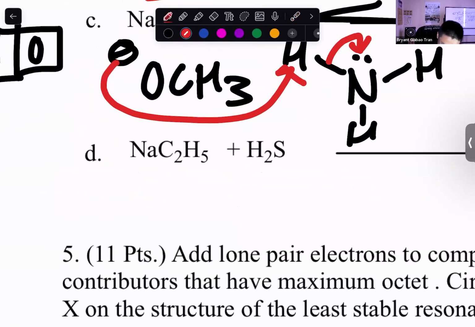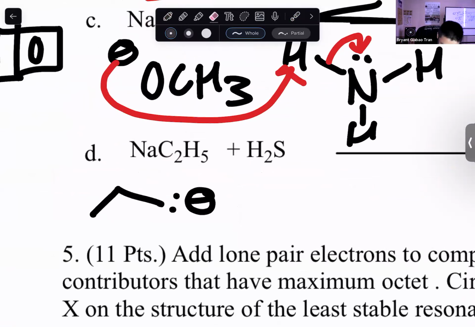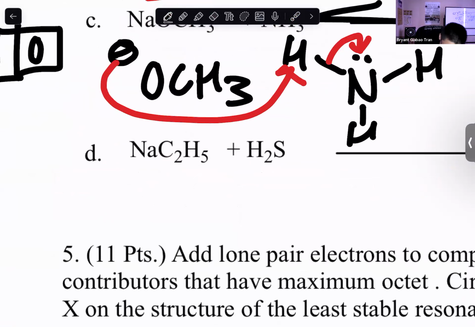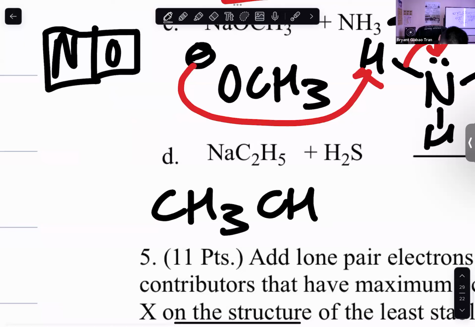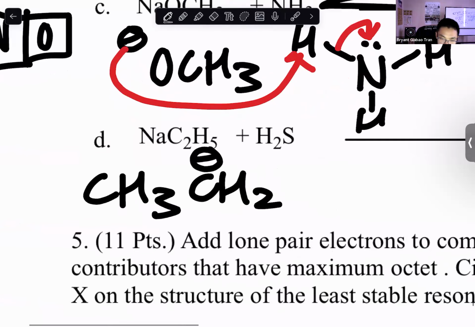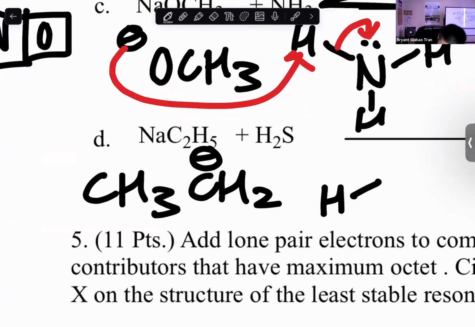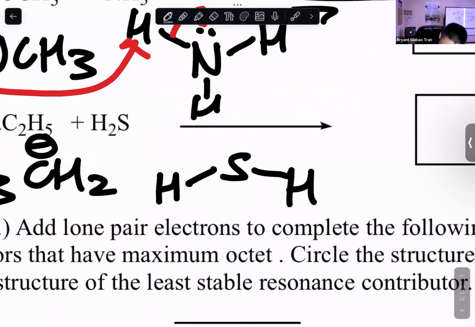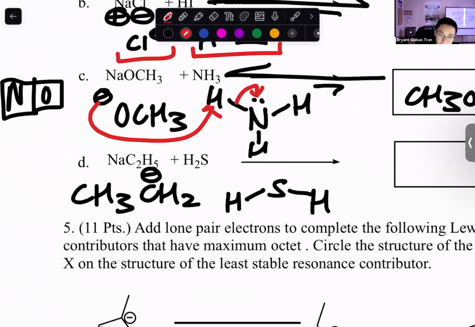Okay, this C2H5 right here is going to represent... Oh wait, no, that's three carbons. Negative charge on the carbon there, and we have this. So what do you expect is going to happen based on what we've been doing? What's going to be the base? What's going to be the acid? And what would the product look like?